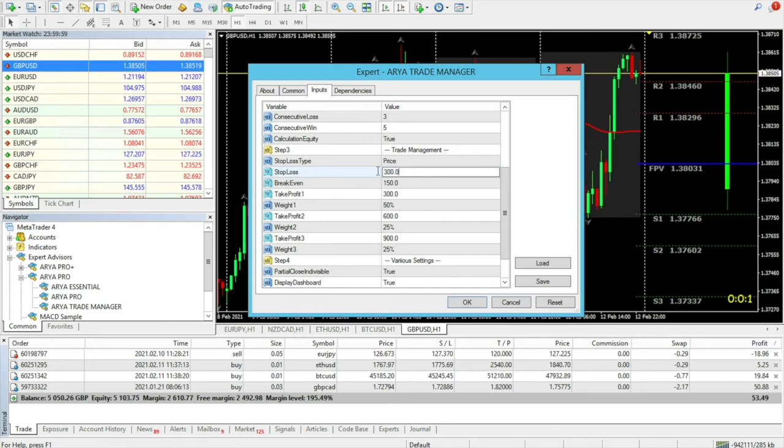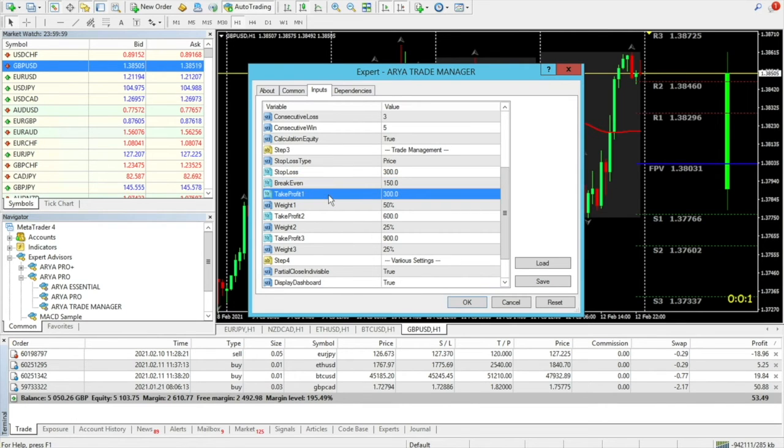Now you need to set your break-even. The break-even can be modified when the trade is running. When the break-even price you have set has been reached, Arya will secure the trade at 1% of the difference from your entry point to the take profit. This means your stop loss will move 1% above your entry point. Simply type in the value here.